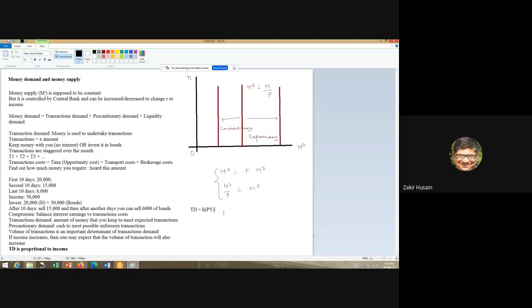What we generally do is we combine transaction and precautionary demand. We don't write precautionary demand separately, we just write transaction demand, and this includes precautionary demand also. Okay, so when I'm saying that transaction demand is increasing or decreasing, it actually means transaction and precautionary demand is changing. Okay, is it clear?